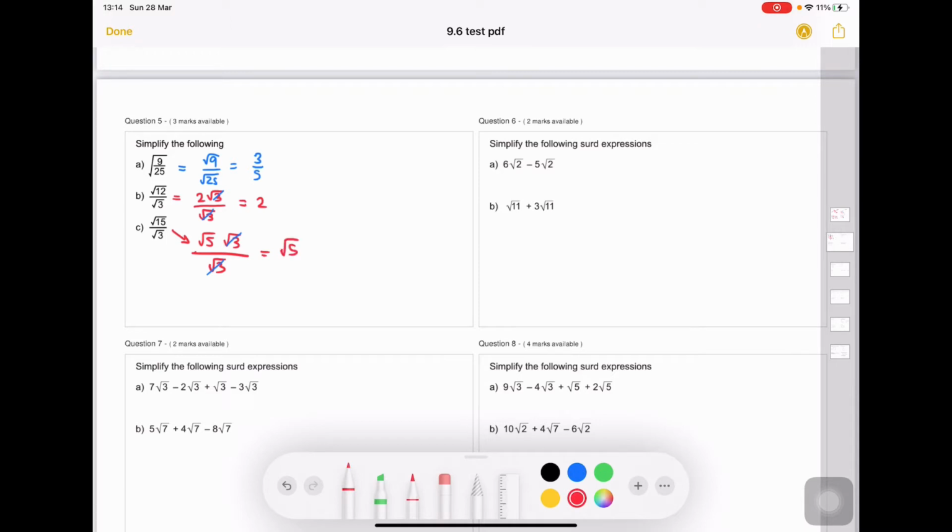this as our answer. Question 6 looks quite similar to question 4. So essentially it's similar to 5x take away 6x take away 5x, which is just x. Here we have 6 lots of root 2 take away 5 lots of root 2. The answer is root 2. For the next one, we have root 11 plus 3 root 11. So we have 4 root 11.